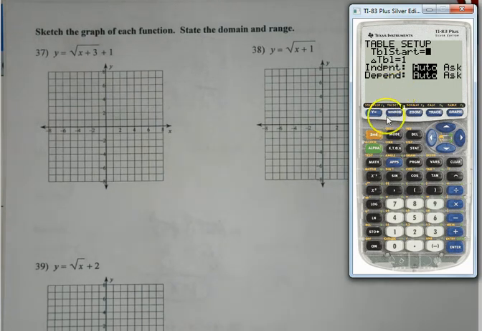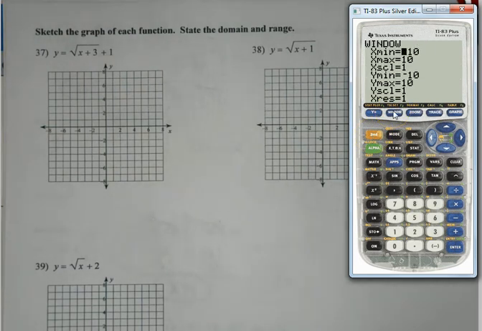So let me rewind here again. Before we get going, so we're all looking at the same thing, I'm going to hit window up here at the top, and I'm going to make sure all the values I see on the screen right now are the same ones that I have, because we all want to be looking at the same picture. So our x min and max, we want negative 10 to 10. Our y min and max, we want negative 10 to 10. Those might be okay.